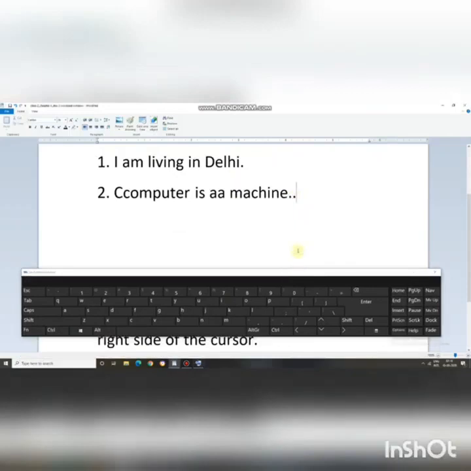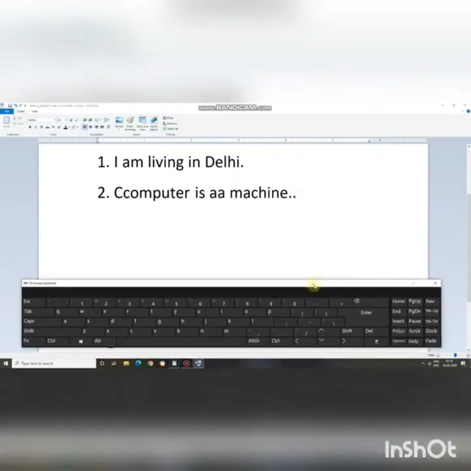Now where is the cursor? Over here. I'll use the left arrow cursor and want to delete the full stop. So I use what? A backspace key. Remember, a backspace key helps you to erase the letters, the numbers, the special characters from the left hand side.